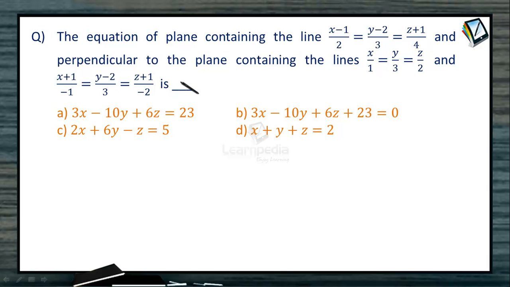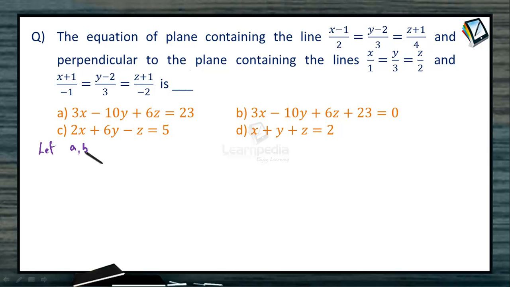Now if you observe, the equation of the plane containing one line, so we know a line on the required plane, but how is the plane? That plane should be perpendicular to another plane which contains two lines. So first let us find the equation of that plane which contains these two lines.